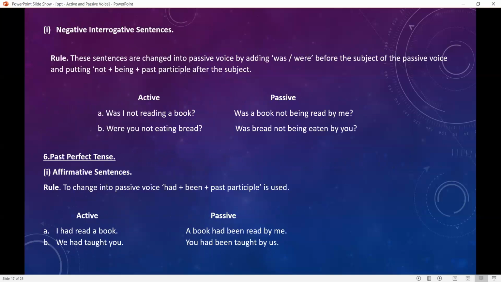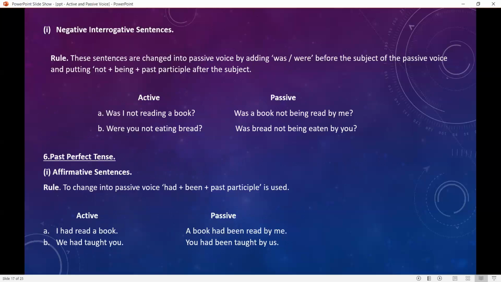Now the next, negative interrogative sentences, speaks about the sentences which are changed into passive voice by adding was or were before the subject of the passive voice and putting not plus being plus past participle after the subject. Under the active voice, was I not reading a book? And under passive, was a book not being read by me?